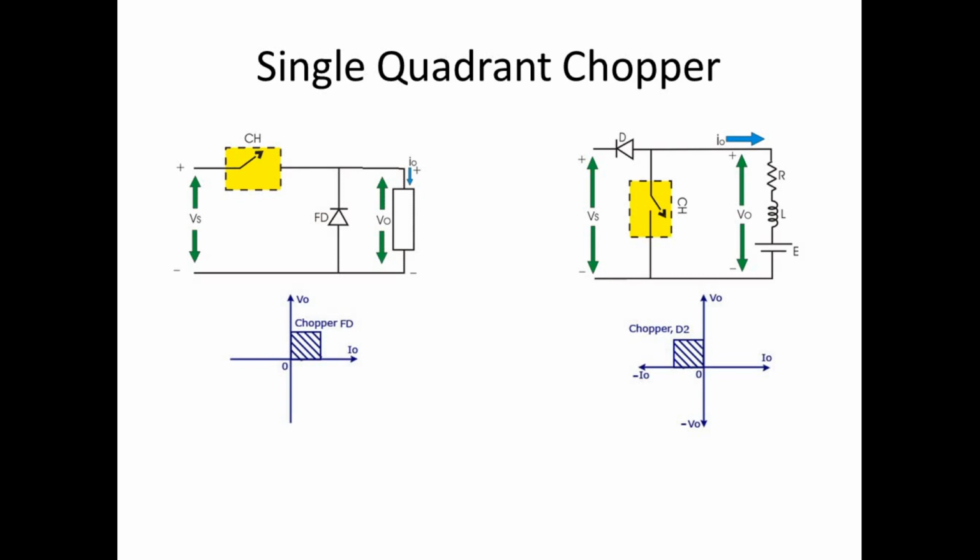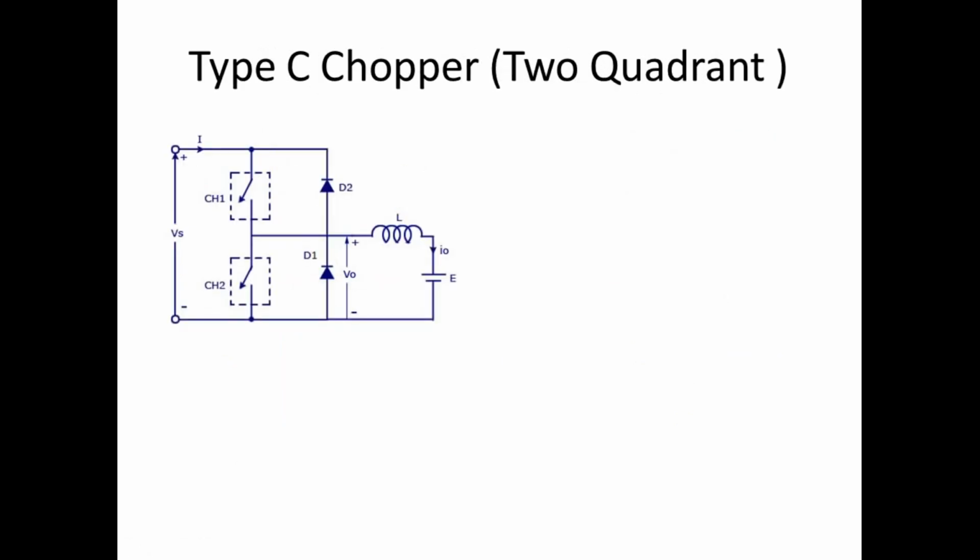So we discussed two types of choppers. The first one works in the first quadrant and the second one works in the second quadrant. Both are single quadrant choppers. The first one is called type A chopper and the second one is called type B chopper. Next we can discuss the type C chopper. It is actually a two quadrant chopper, so we can discuss the operation.